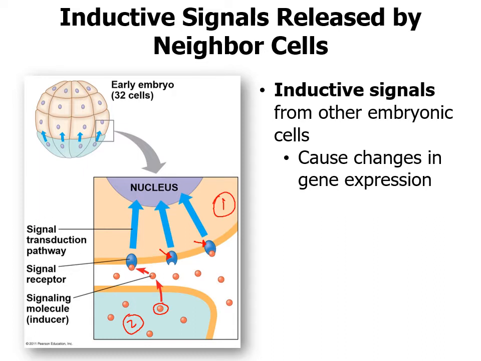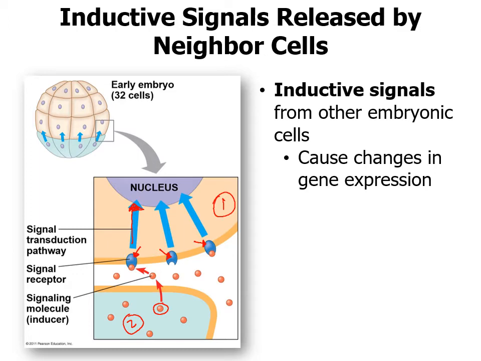Once the signaling molecule binds to the receptor in cell number 1, that initiates some kind of signal transduction pathway which turns on other genes, and so the green cell has signaled to the brown cell to do something. Turn on genes, turn off genes, etc.